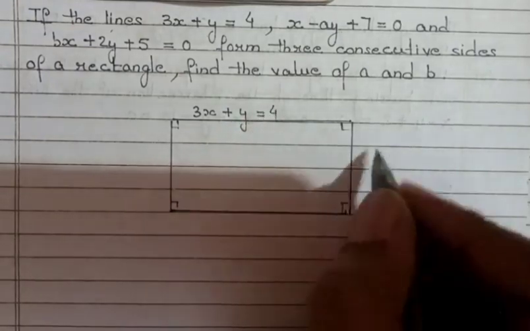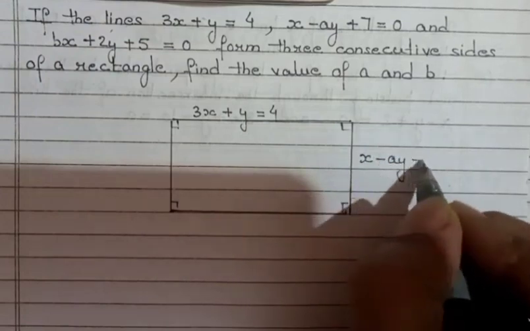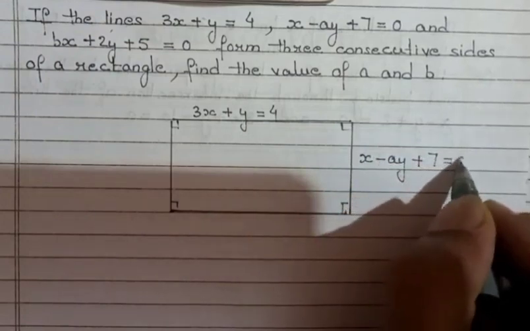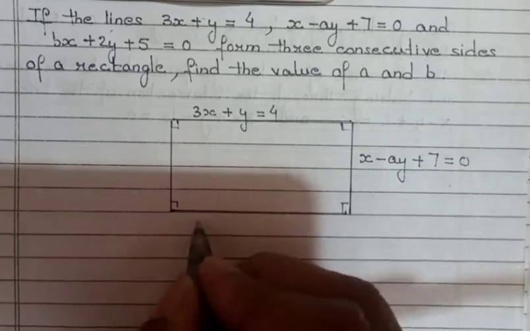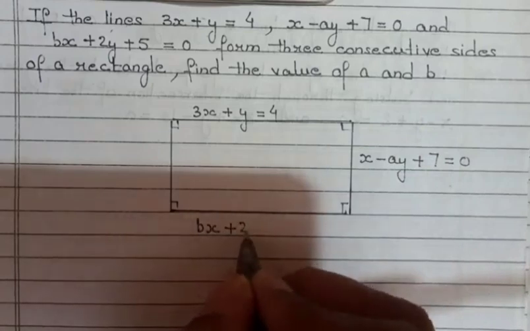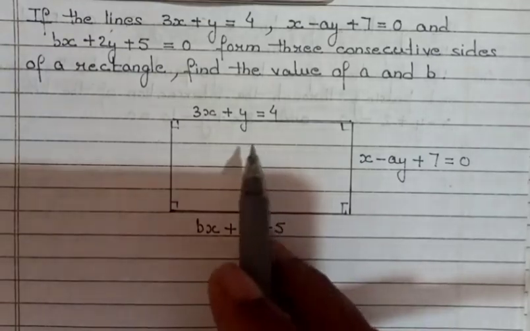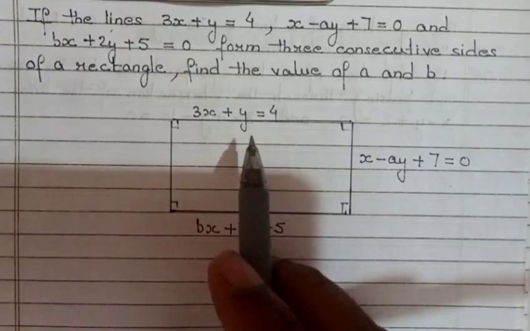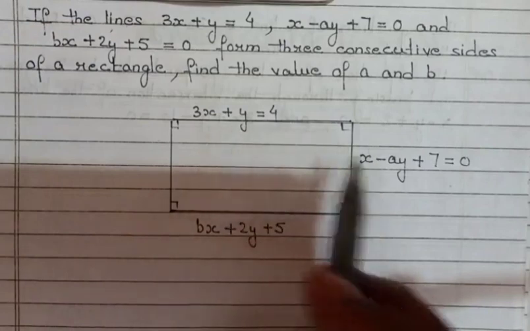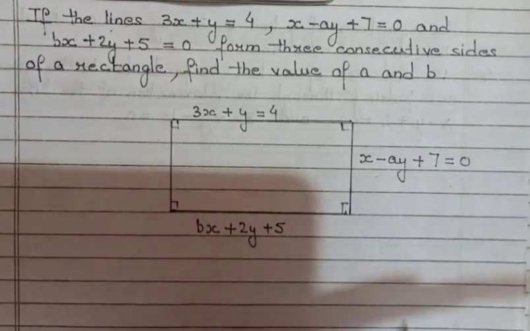The second side will be this one, x minus ay plus 7 is equal to 0, and the third one will be bx plus 2y plus 5. So these are the three consecutive sides, so they have to be taken in a cyclic order: first, second, third, or you can take it this way: first, second, or third.